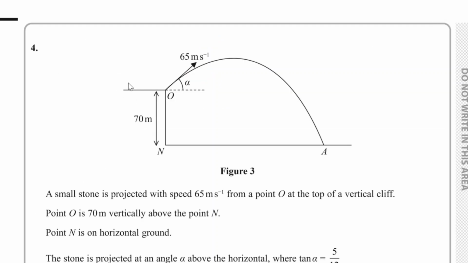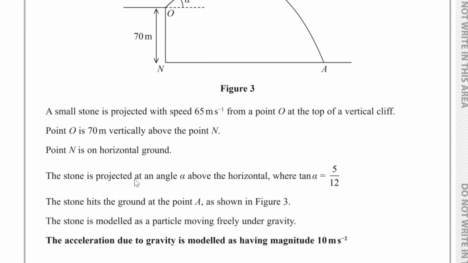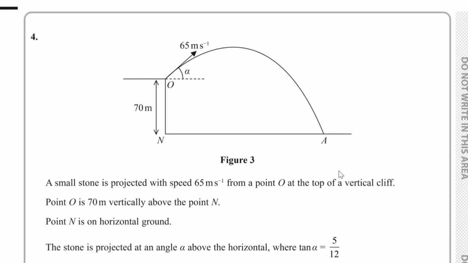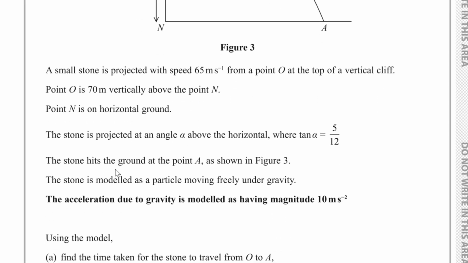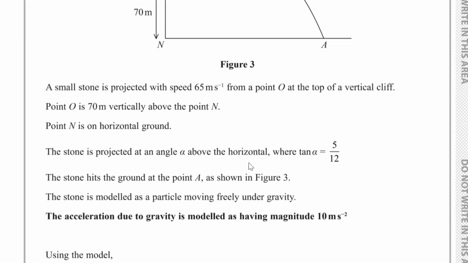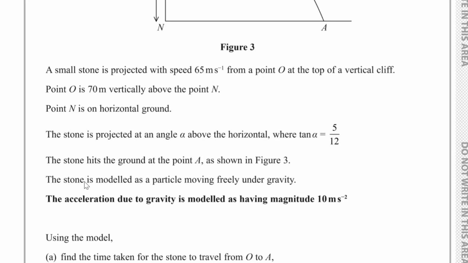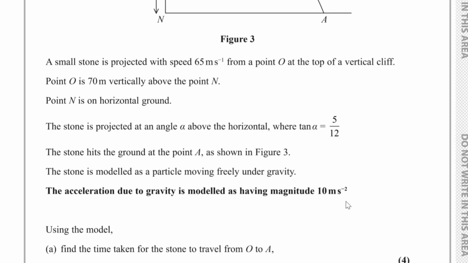Question number 4. A small stone is projected with speed 65 meters per second from a point O at the top of a vertical cliff. Point O is 70 meters vertically above the point N, that's what we see here, and point N is on horizontal ground. The stone is projected at an angle alpha above the horizontal, where tan alpha equals 5/12. The stone hits the ground at the point A, as shown in figure 3. The stone is modelled as a particle moving freely under gravity. The acceleration due to gravity is modelled as having magnitude 10 meters per second squared.